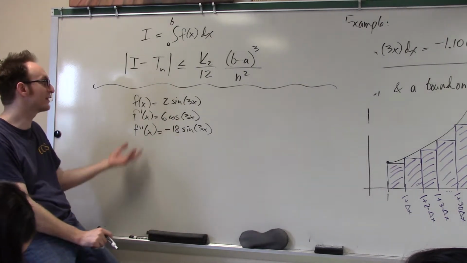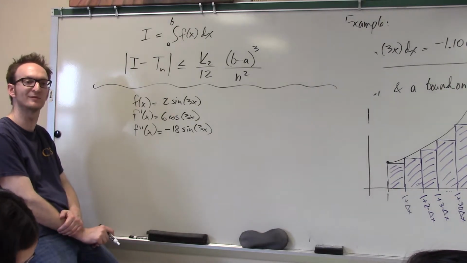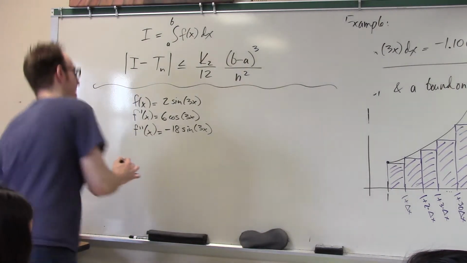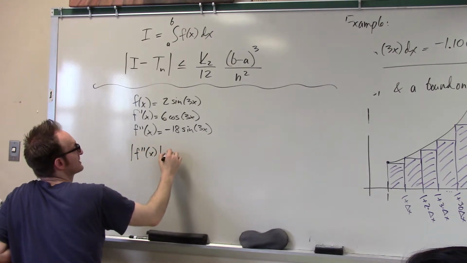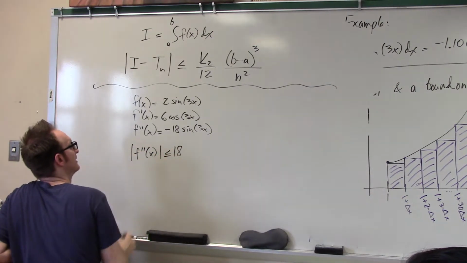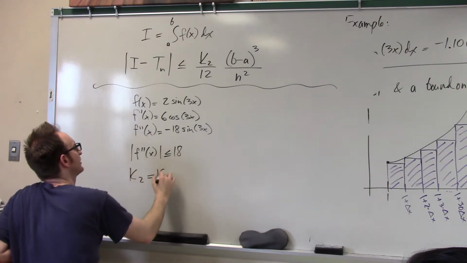I picked this function because it's kind of obvious. What is a bound on the size of the second derivative? 18, right? The size of this second derivative is always less than or equal to 18, which means I should set k2 equal to 18.